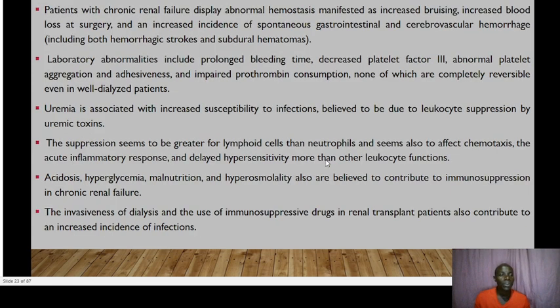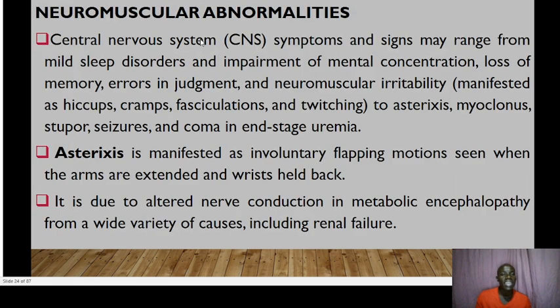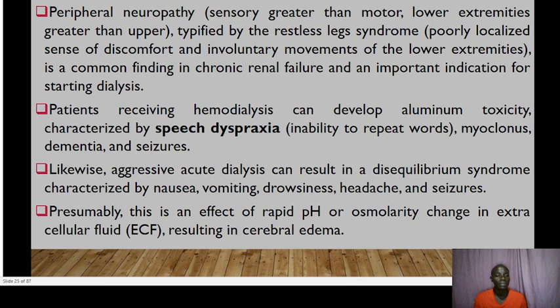erythropoietin, guys. They could also have neuromuscular abnormalities. Some of the patients do present with asterixis. Asterixis is manifested by involuntary flapping motions seen when the arms are extended and held back. So the patient will start having those involuntary flappings. It is due to altered nerve function in metabolic encephalopathy from a wide variety of causes, including renal failure.